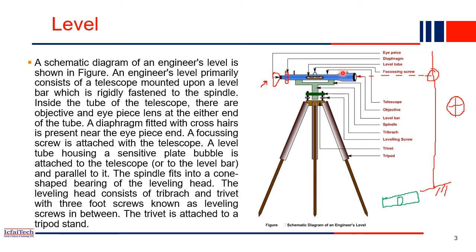Using this focusing screw, we adjust the lens present inside the telescope. The distance of the lens changes a little with this screw, until the reading becomes clear. A level tube housing a sensitive plate bubble is attached to the telescope and parallel to it. The spindle fits into the cone-shaped bearing of the level head. This portion basically disconnects from this portion. Okay, the tripod is attached to a tripod stand. So this is exactly the typical schematic diagram of an engineer's level.